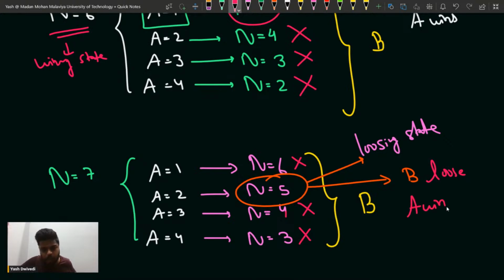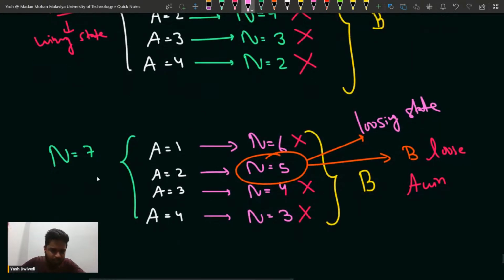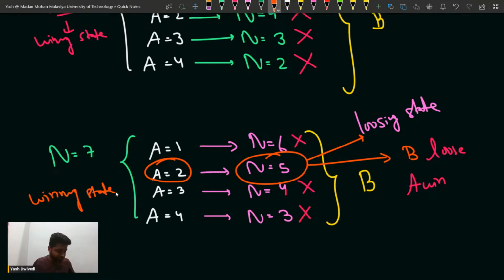So how many matchsticks is A going to pick? A is going to pick initially 2 matchsticks. So this is a winning state. Is that clear? Any player who starts with 7 matchsticks is going to win.